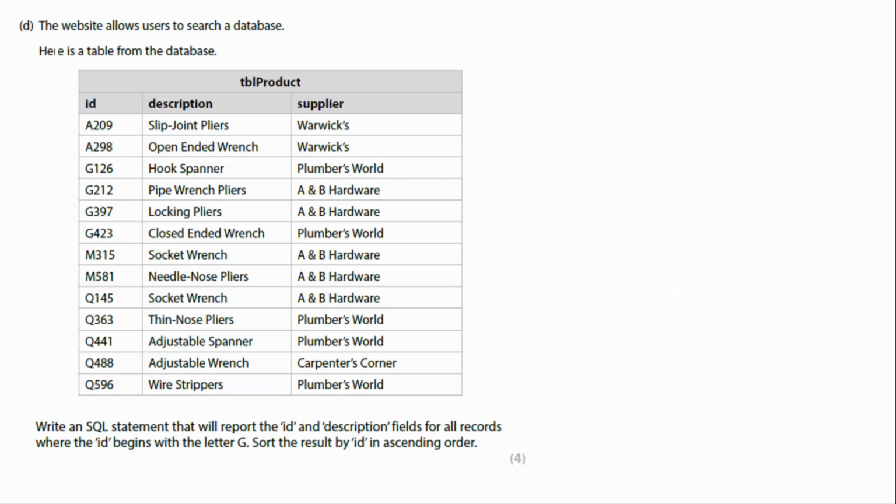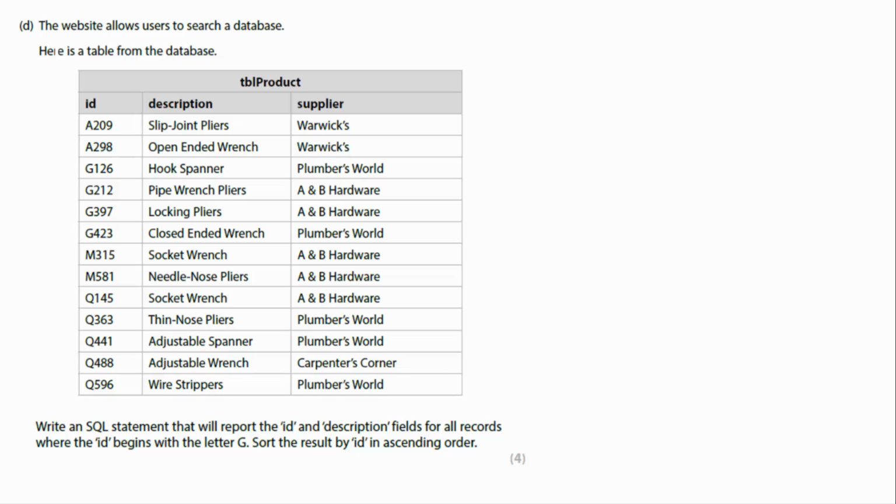Part D is either going to be a question that you turn to and are delighted about, or are terrified of if you haven't revised properly, because it's on SQL and it's sort of hard to wing SQL, although it is like pseudocode, so it's maybe not such a big deal if you haven't revised, not that I'm advocating that. So we have a table from a database, and we have to write a SQL statement that reports the ID and description fields, so these two fields. Fields is another word for column. For all records, records another word for row, where the ID begins with the letter G, so we're going to have to use a wildcard operator here. We're going to have to then sort it in ascending order.